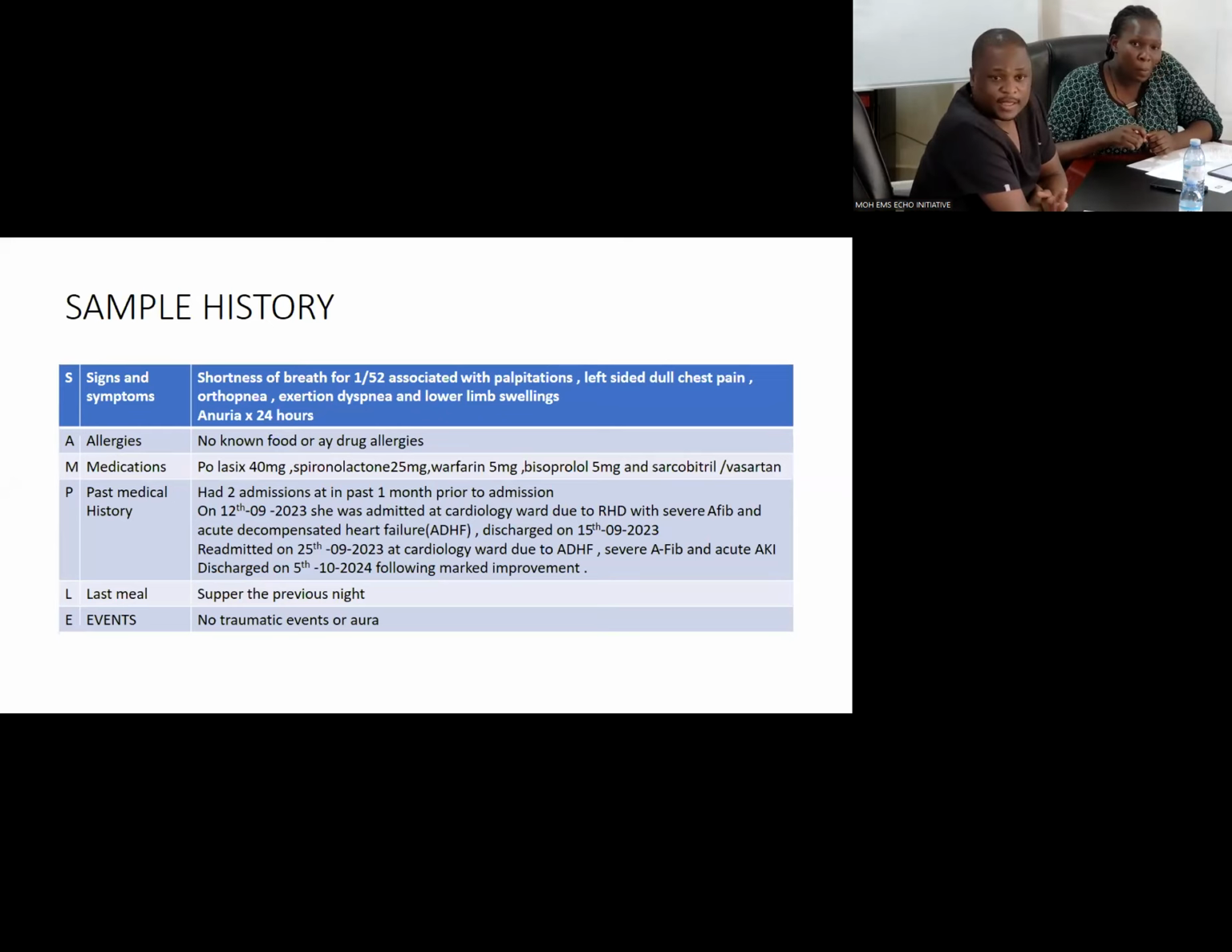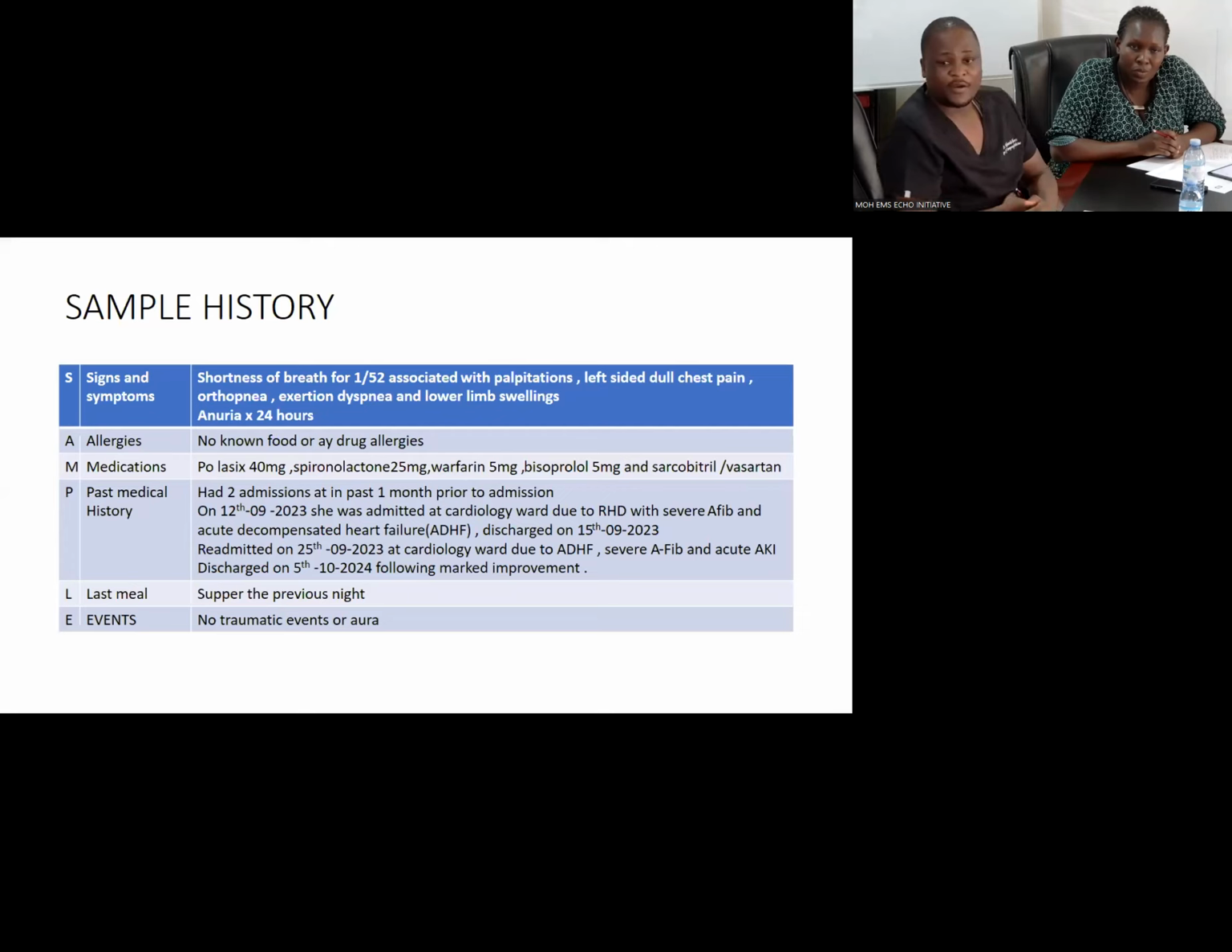On allergies, there were no known food allergies or drug allergies. On medication, she was currently on Lasix 40 milligrams, spironolactone 25 milligrams, warfarin 5 milligrams, Sopro 5 milligrams, and Sacubitril in a certain combination. However, she had poor adherence to medication. As medical history, in the past 1 month prior to the admission, she had 2 admissions.